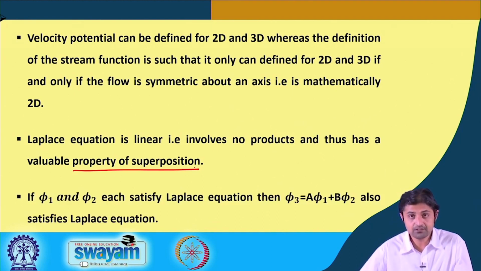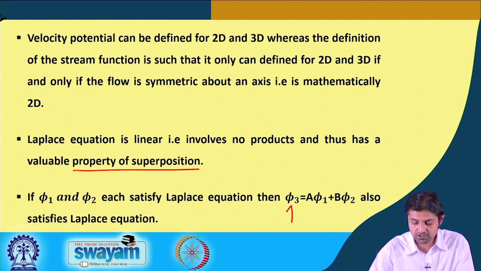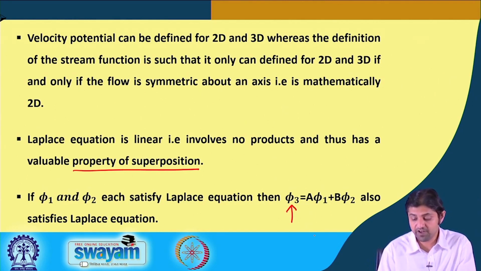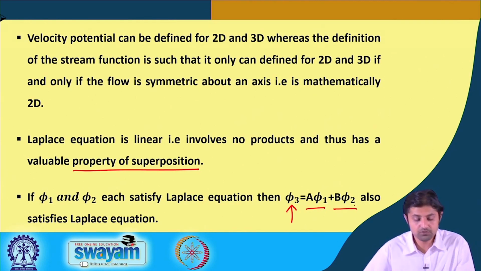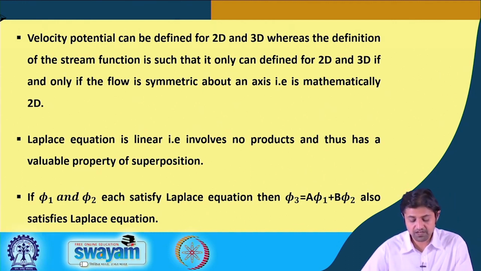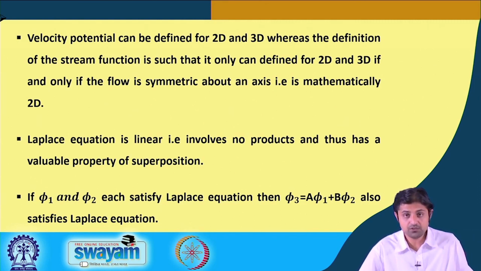So what is that? This superposition: if phi 1 and phi 2 are velocity potentials and each of them satisfies the Laplace equation, then we can define another velocity potential phi 3 which is a combination of phi 1 and phi 2, that is A phi 1 plus B phi 2, which will also satisfy the Laplace equation. Okay. So any combination of phi 1 and phi 2 will satisfy the Laplace equation if phi 1 and phi 2 each satisfy it. The reason is that the Laplace equation is linear and does not involve any products, and therefore can be superimposed.